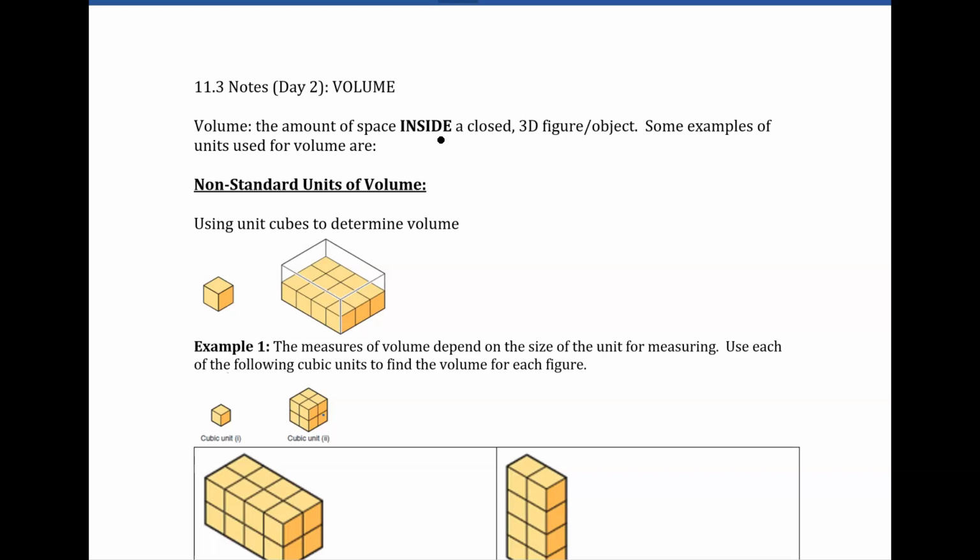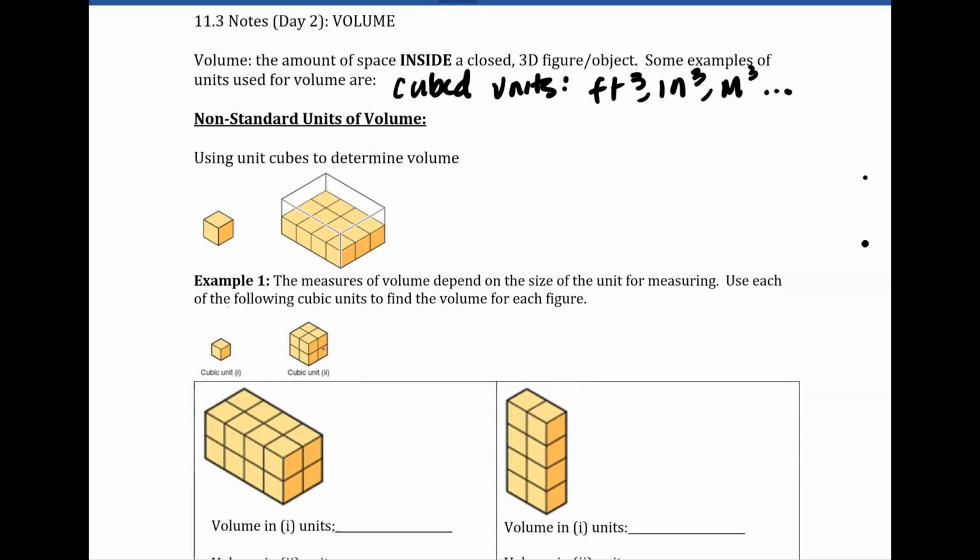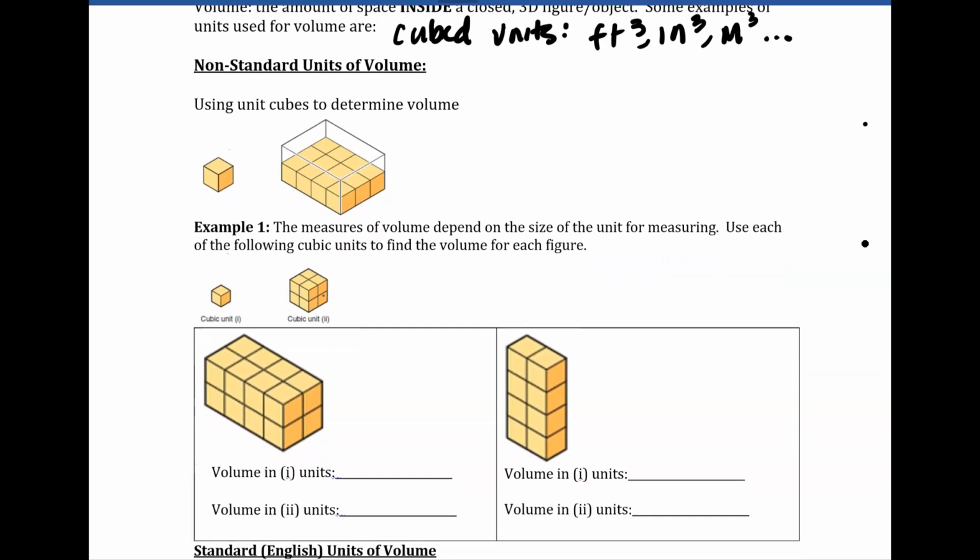So our units for volume, we talked about this in 11.1, are all cubed. So these are cubed units, like cubic feet, cubic inches, cubic meters, etc. Before we start using volume formulas, we're going to talk about non-standard units of volume, just like we did with area and surface area.